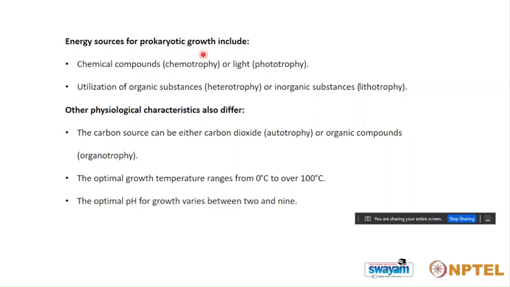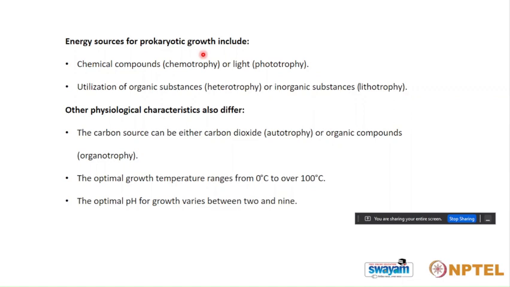The temperature also varies for prokaryotes. Prokaryotes can grow in a wide range of temperature, from 0 degrees Celsius to 100 degrees Celsius. Usually normal microbes cannot grow in extreme temperatures, that is, in very low or very high temperatures. But archaea can grow in these extreme conditions. They are called extremophiles, as we all know.